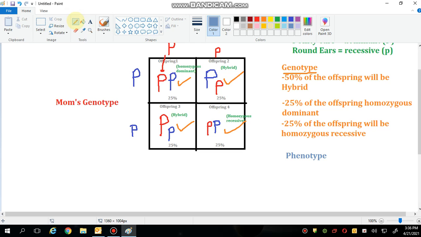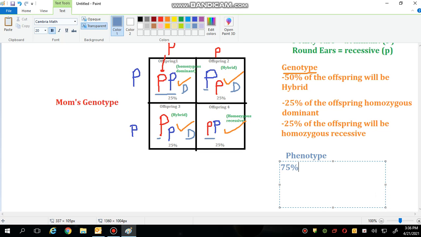Pointy ears is dominant, which means capital letter. So go in each box. These are capital letters, so we got a dominant pointy ear lobes over here. That's a capital letter, dominant pointy ear lobes. That's a capital, dominant pointy ear lobes. And this one, lowercase, not dominant at all. So, what does that mean? It means that 75%, 25 plus 25 plus 25, 75% of the offspring will have pointy earlobes, because pointy ears are dominant.